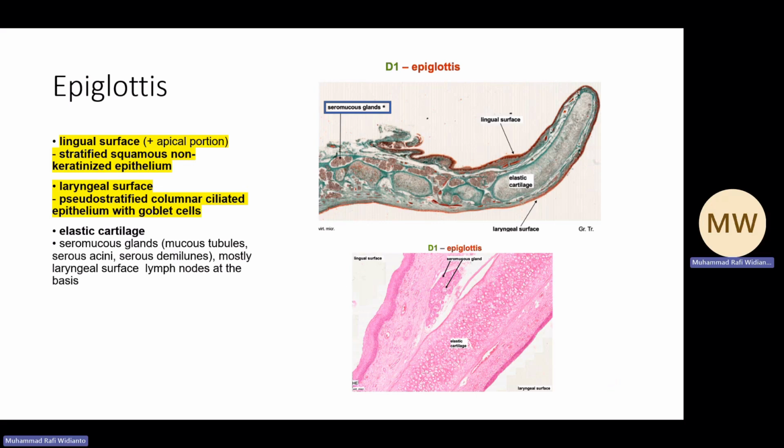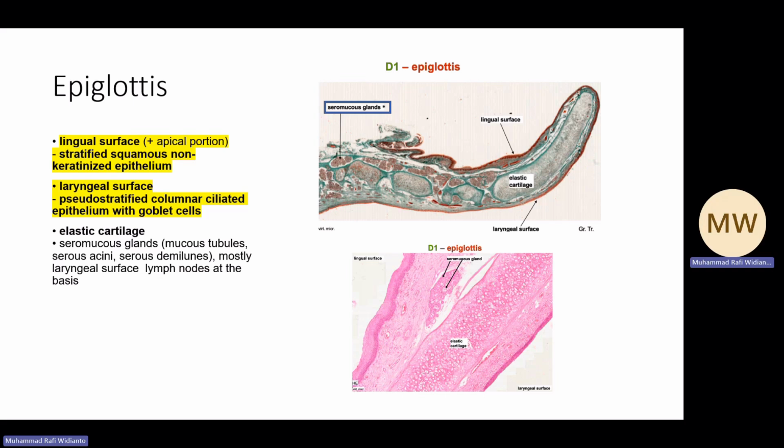And going more downwards, we have the epiglottis, which is just the entrance towards the larynx, which is attached towards the hyoid bone, sorry. And it contains two parts. We have the lingual surface and the laryngeal surface. So the lingual surface, which is the apical part, contains the stratified squamous non-keratinized epithelium, and the laryngeal surface contains the pseudostratified columnar ciliated epithelium with goblet cells. And we can also see that it contains mostly elastic cartilage, which helps it in its elastic nature. For example, when you're digesting food, it needs to move.